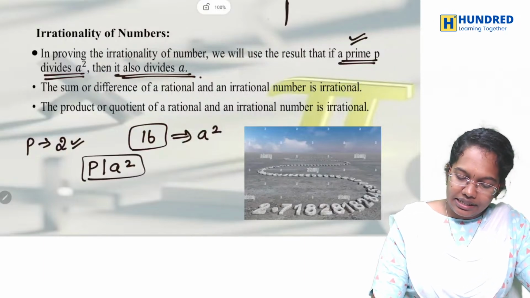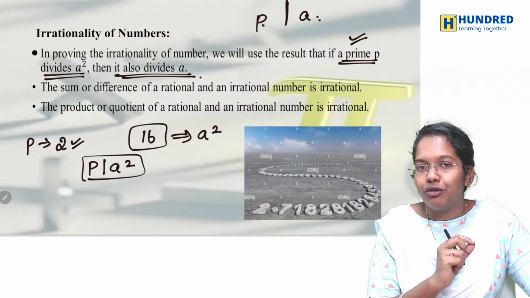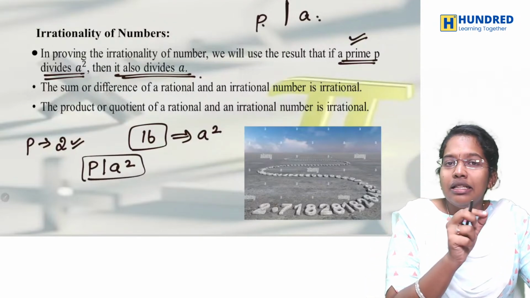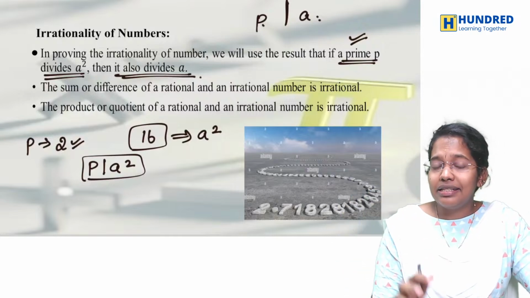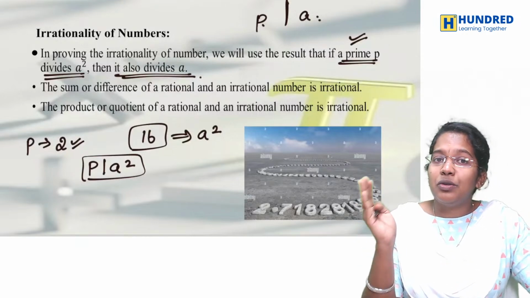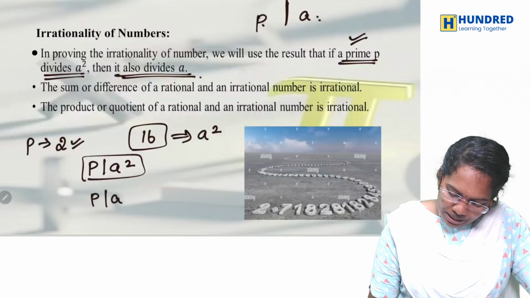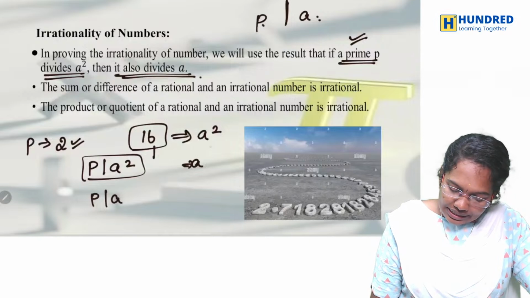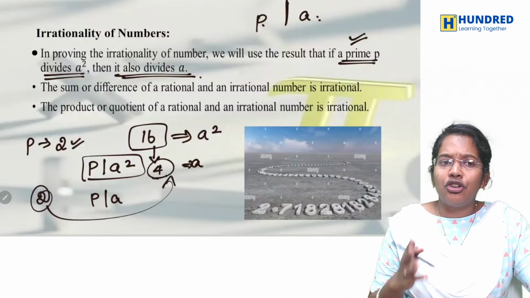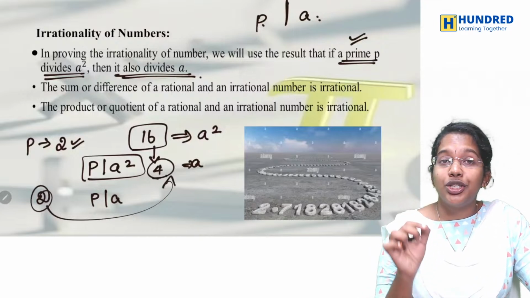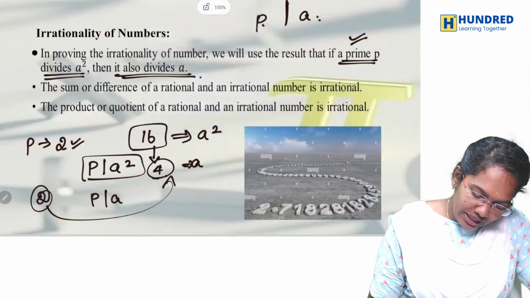This symbol just tells you that this number will divide this number. So here this 2 is dividing a square, which is 16. If this happens, the prime number we took will also divide a. What's the a value here? When 16 is a square, then the a value will be 4, right? Then 2 will divide a, which is 4. This is satisfied, right? So this is what we are going to use for proving a number to be an irrational number.